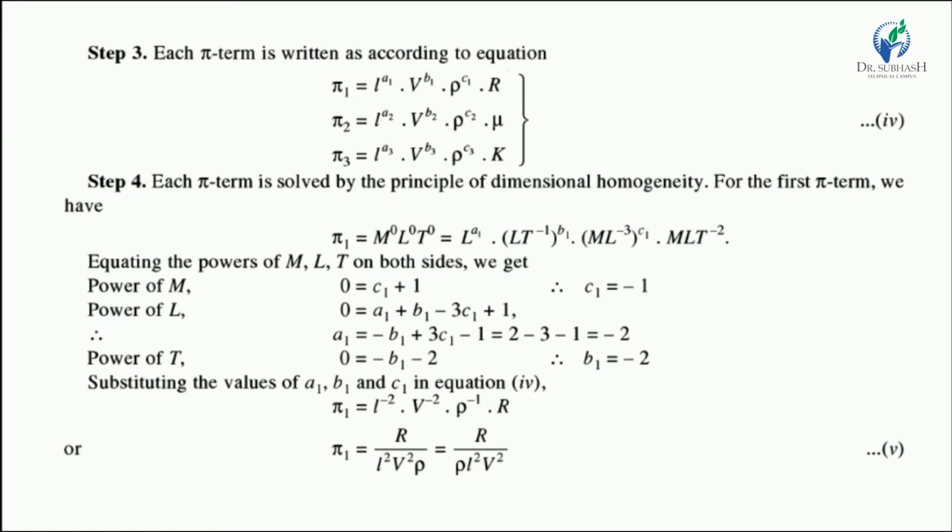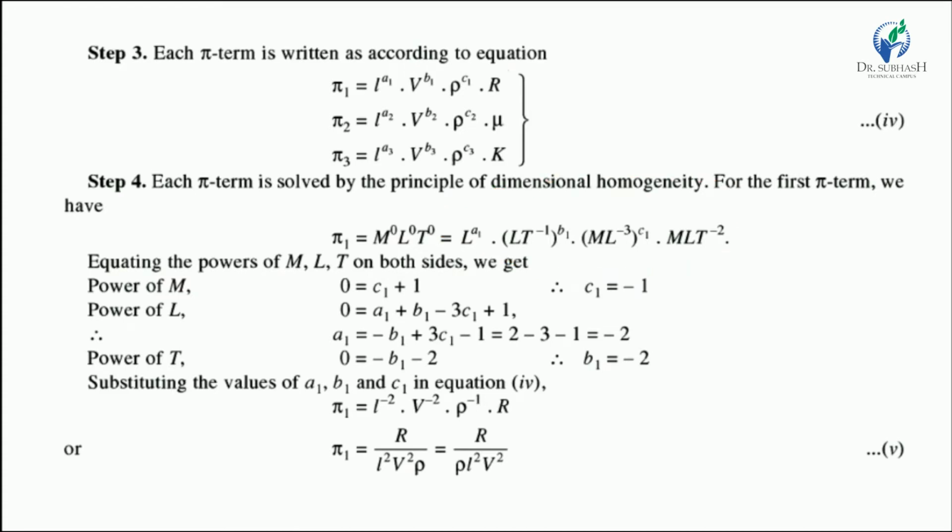Now on the right side of the pi 1 term we have L, V, rho, and R. So put the MLTs of all these variables. L's dimension is L, velocity is LT minus 1, density is ML minus 3 (found earlier), and resisting force is MLT minus 2. Now also write the arbitrary power of each variable respectively, as mentioned in the slide.